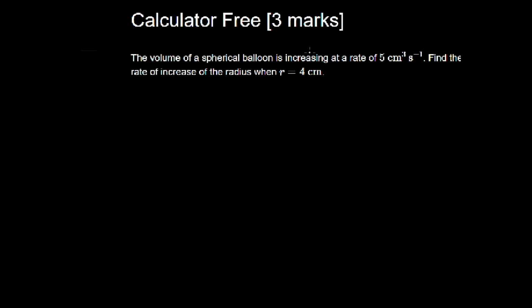We have a question here that says we've got a spherical balloon. So we've got this spherical balloon and it's got a radius of r, okay? And it's increasing at a rate of 5 centimeters to the power of 3. It might be a little bit difficult to see because of the pixelation there, but the rate at which the volume of this balloon is increasing is at a constant 5 centimeters to the power of 3.